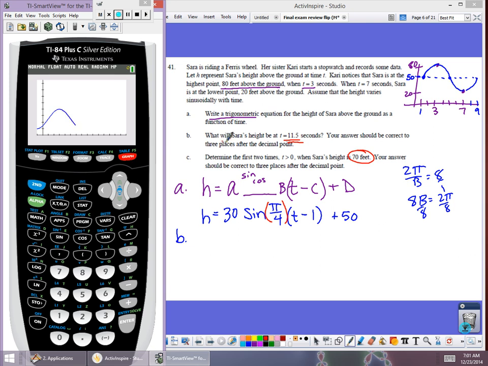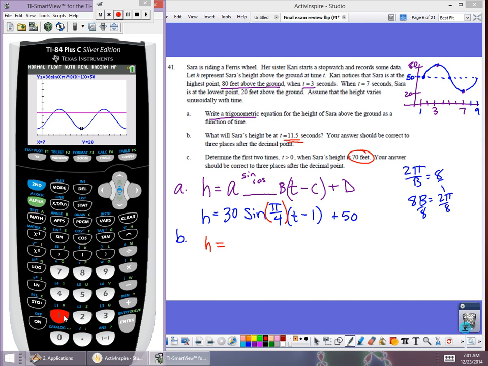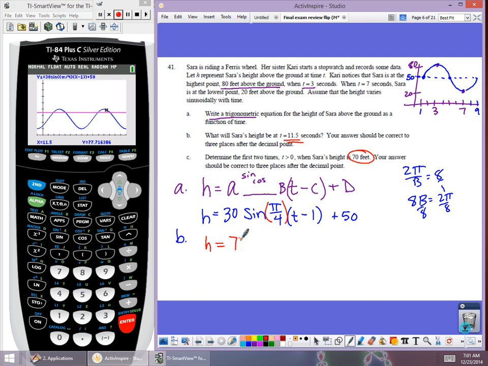Okay, so at what will Sarah's height be after 11.5 seconds? We're about to find that. Your answer should be correct to 3 decimal places. So her height after 11.5 seconds is, let's see, trace 11.5, enter, and it looks like 77.716, and I don't need to round up. So 77.716, and we need units here, so we're talking about feet. Very important. If you're given a word problem, you definitely want some words in your answer. All right, so that would be it, and we used the trace function.